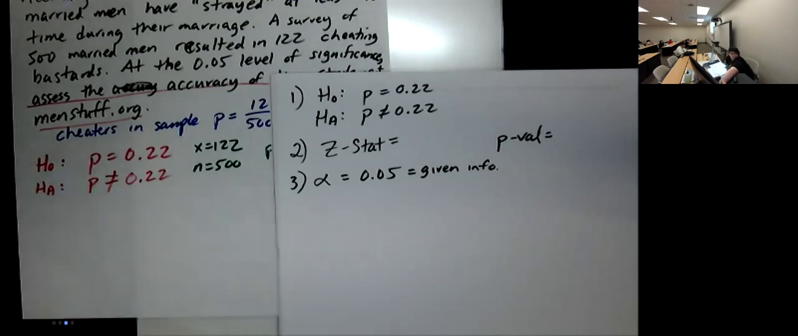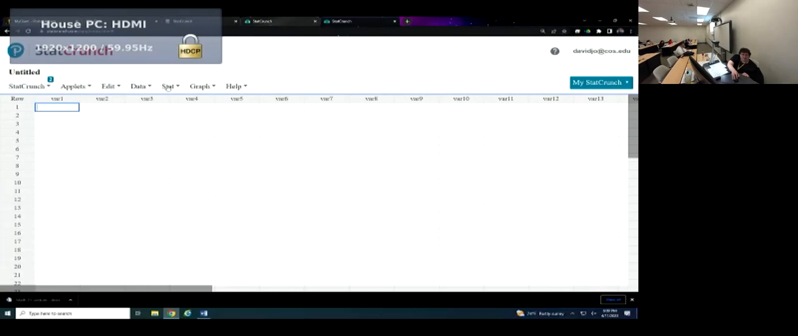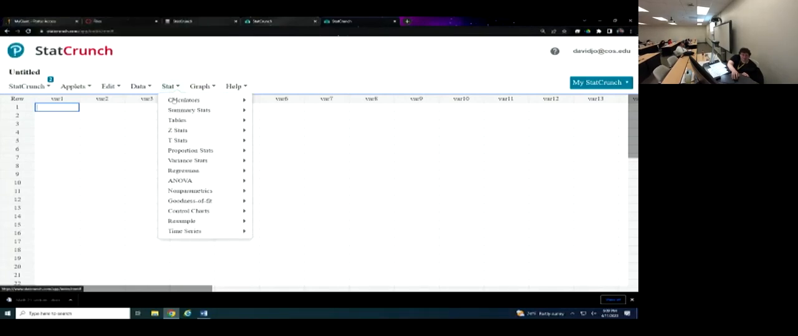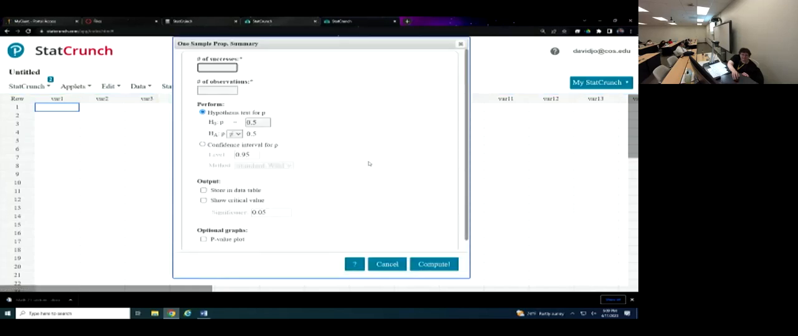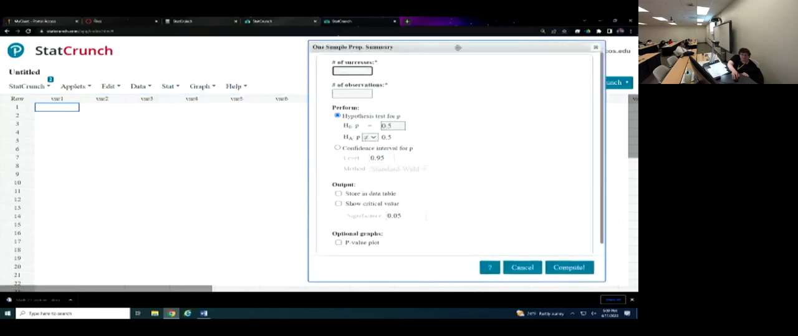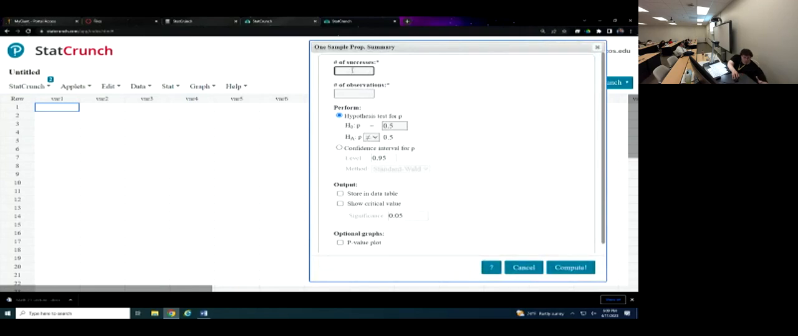You guys ready? So we're gonna go stats, proportion stats, one sample with summary. I had 122 successes out of 500 observations. Said P was 0.22 and HA was not 0.22. We got what we're looking for here.